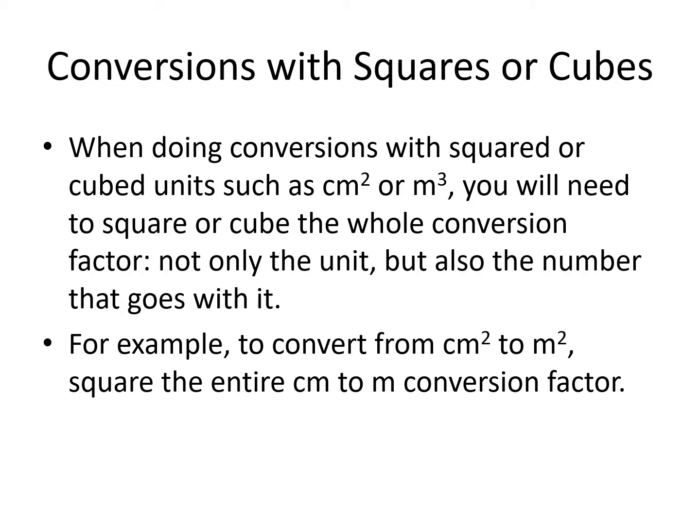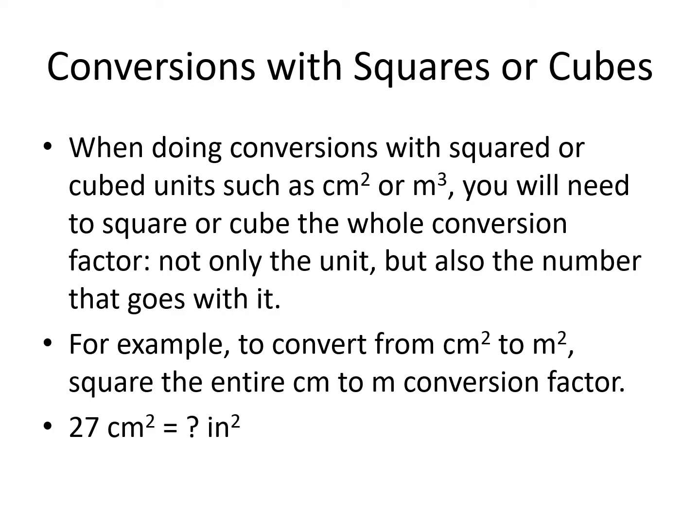Doing conversions with squares or cubes can be tricky. You will use a normal conversion factor, such as 1 centimeter equals 10 to the minus 2 meters. But you will have to square or cube the whole conversion factor. That means not only are the units squared or cubed, but the numbers inside the conversion factor get squared or cubed as well.